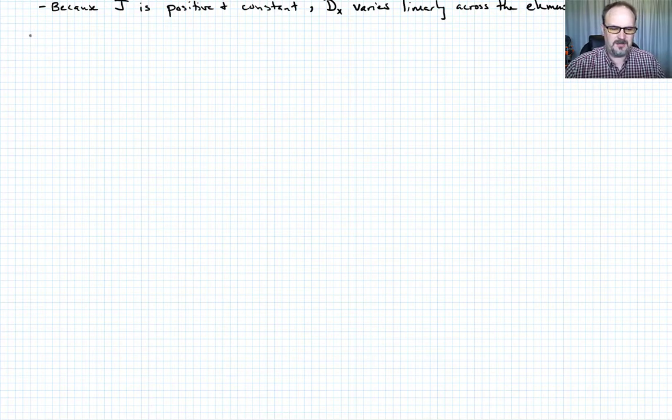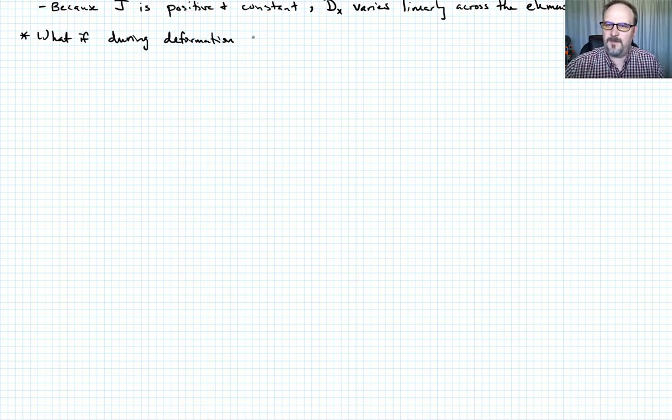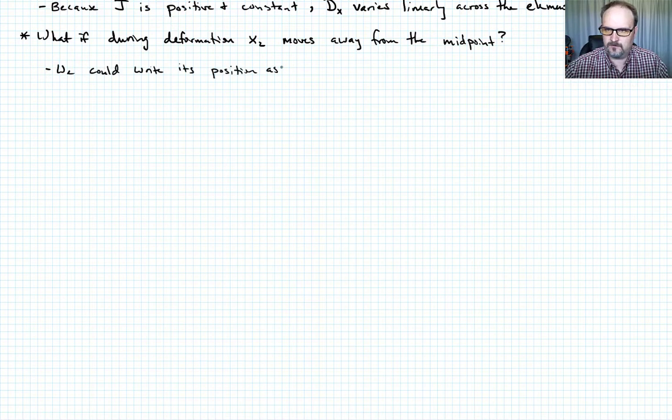So let's just ask the question. Okay, what if during deformation x2 moves away from the midpoint? Well, let's think about that. If that's the case, we could write that position as x2 is equal to, let's call it alpha x1, plus 1 minus alpha x3, for, let's say, somewhere alpha between 0 and 1, right?